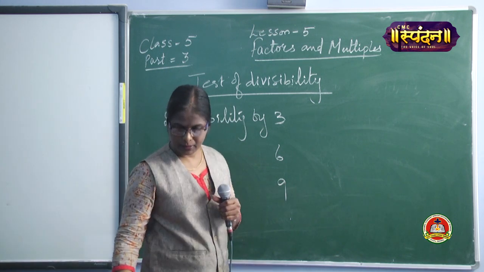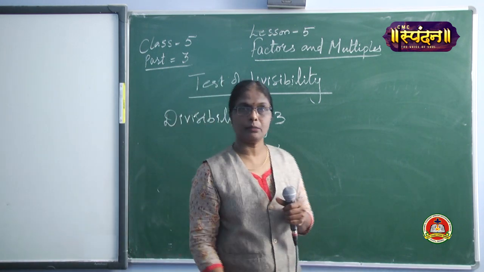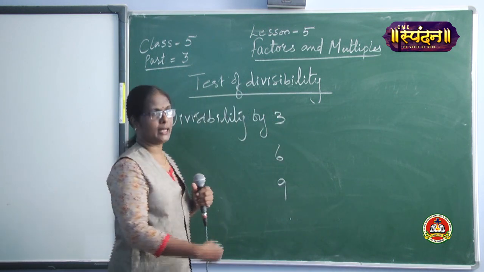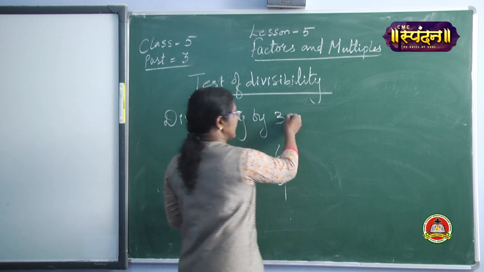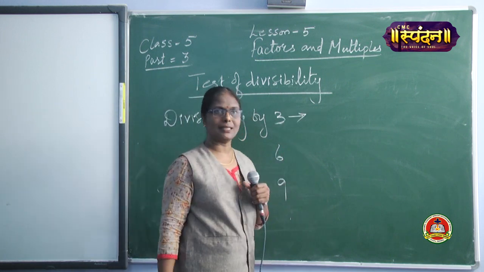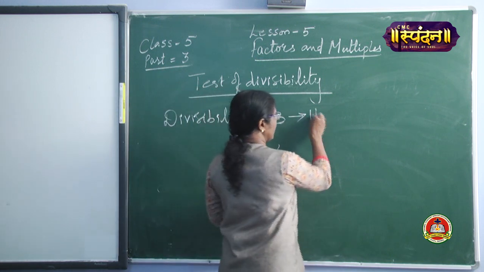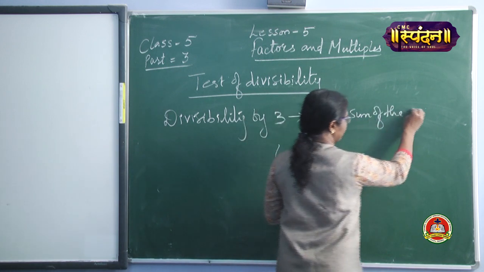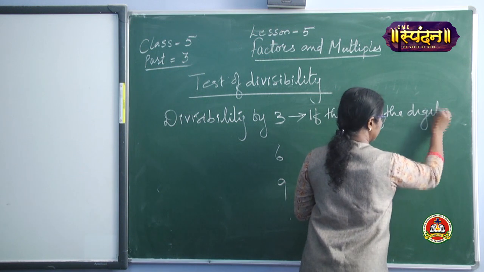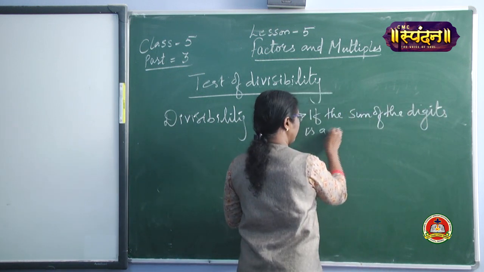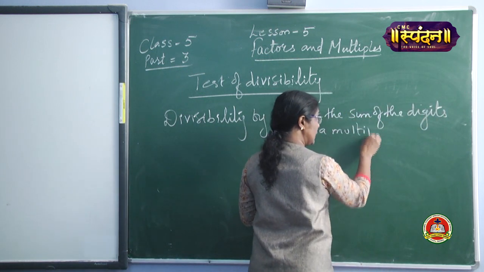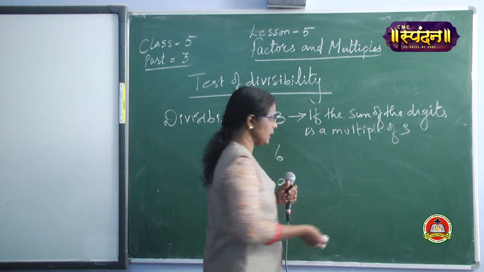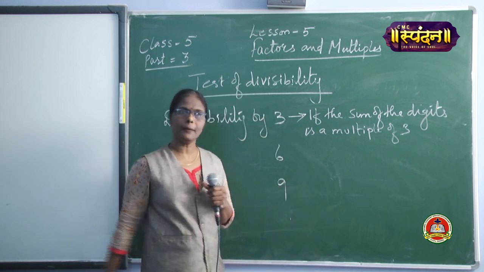Here, what is the rule for divisibility by 3? If you take any number, if the sum of the digits is a multiple of 3, then the number is divisible by 3. If the sum of the digits is a multiple of 3, or if it is divisible by 3, then the number is divisible by 3.